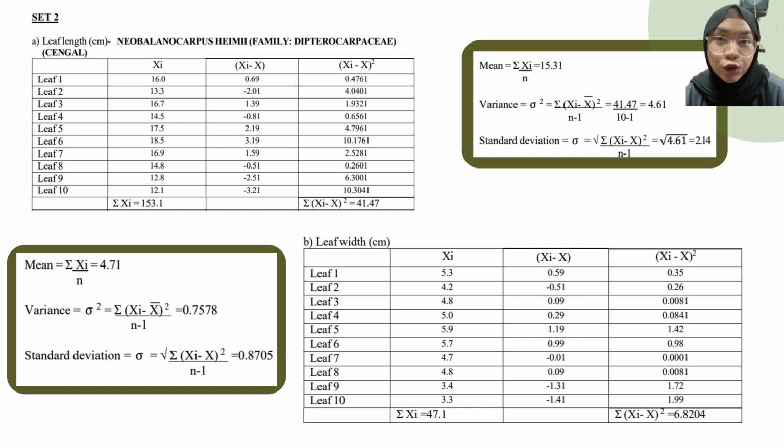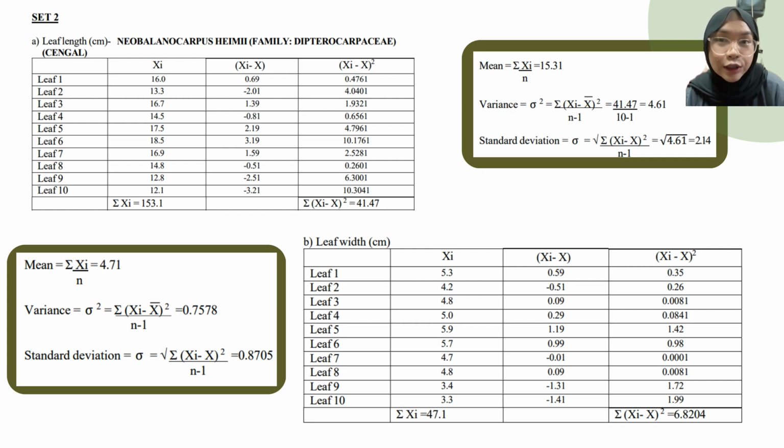Next, for Set 2A, we look at the leaf length from Neobalanocarpus helmii. The mean length was 15.31 cm, which is lower than Set 1A. However, the variance was 4.61 and the standard deviation was 2.14 cm, the highest among all the sets. This tells us that the leaf lengths in Set 2A were more varied and not consistent.